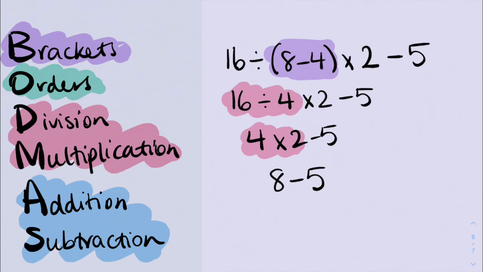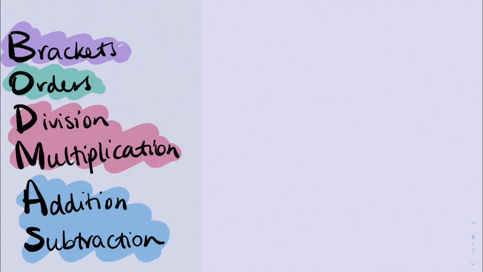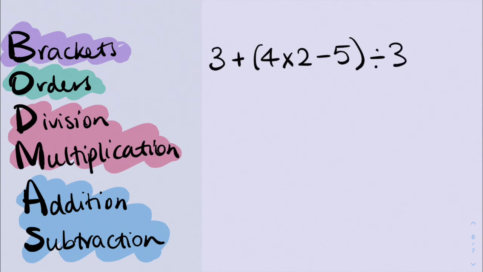Now we're up to the last section of our BODMAS, which is our addition and subtraction. And we can see the only thing we have left is this 8 minus 5. Now 8 minus 5 equals 3. So now we're going to look at the equation 3 plus 4 times 2 minus 5 divided by 3 minus 4. So I want you to have a go at this one on your own first. Pause the video, have a go, press play when you're ready to go through the answer.